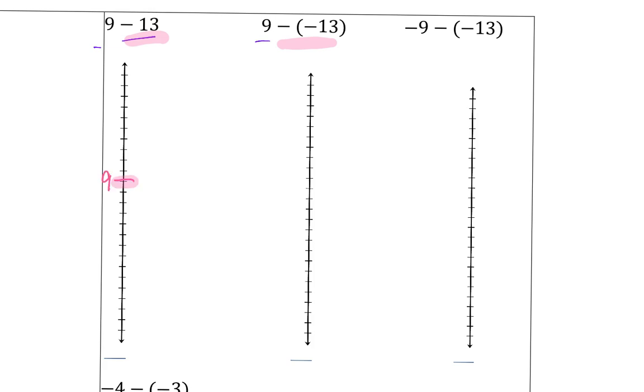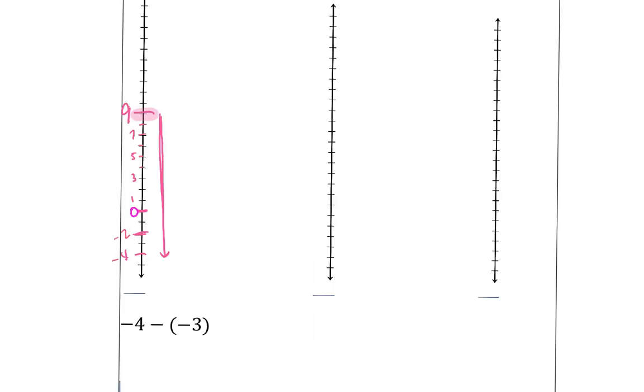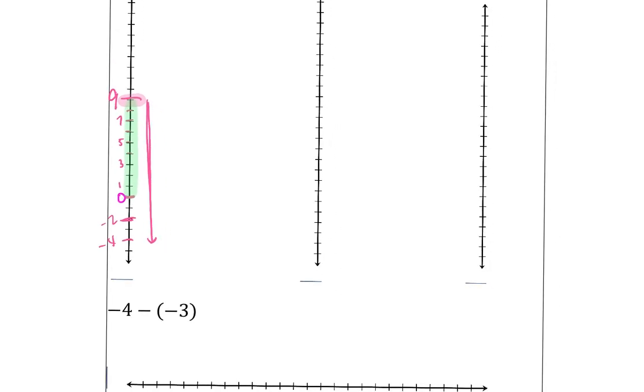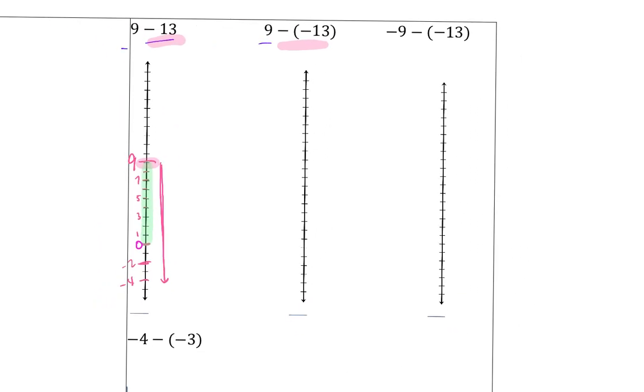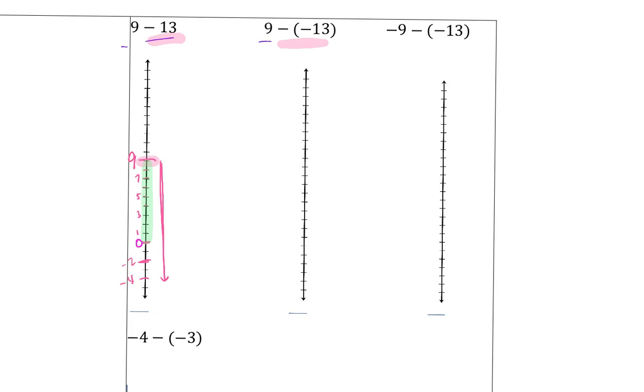So let's draw this. We're going to call this 9. And when we subtract 13, we're going to go down 13. It's going to take us 9 just to get to 0, right? So just think about that for a minute. It takes 9 to get to 0. And then we're going to go down 4 more because we're going to go down 13, right? So we wound up at negative 4.